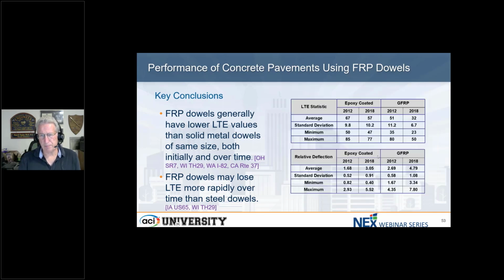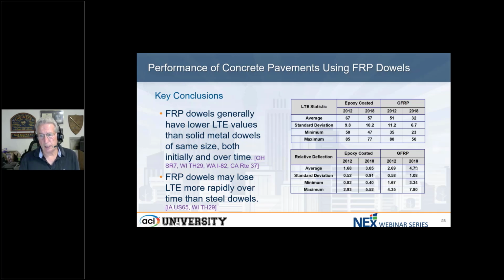Numerically, it looks like this. Load transfer statistics, 2012 average: epoxy coated bars 67%, 6 years later dropped to 57%. FRP started at 51 and went down to 32. If we go down to the more preferred measure of relative deflections, the epoxy coated went from 1.68 mils relative deflection in 2012 to 3.05 in 2018. GFRP started at 2.69 and went up to 4.79.